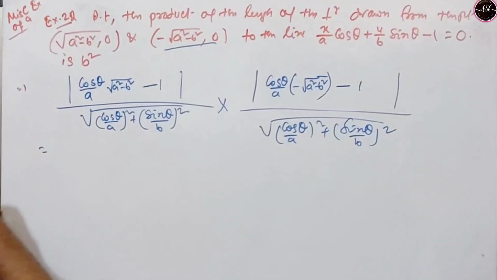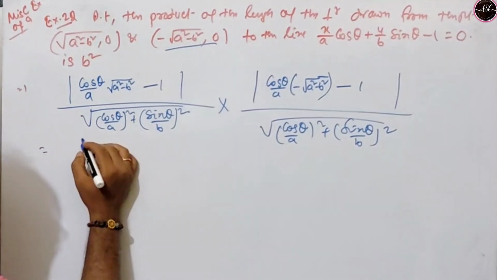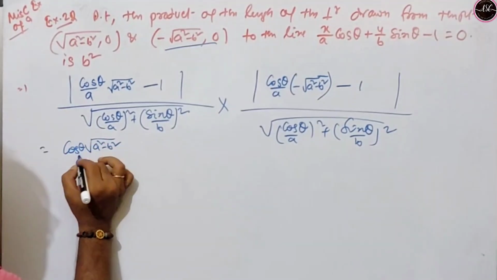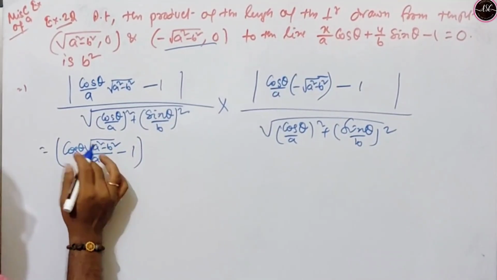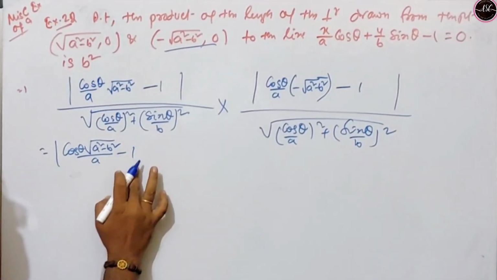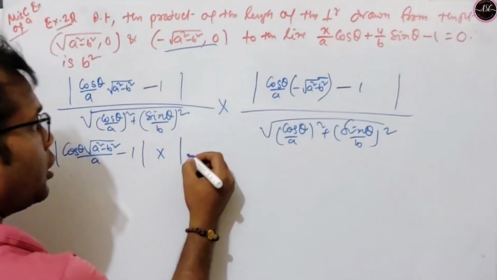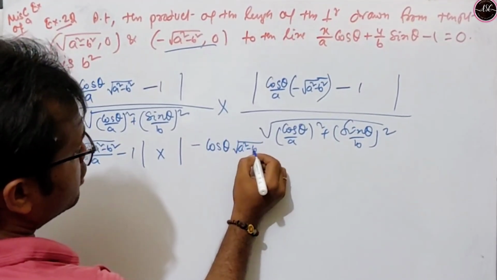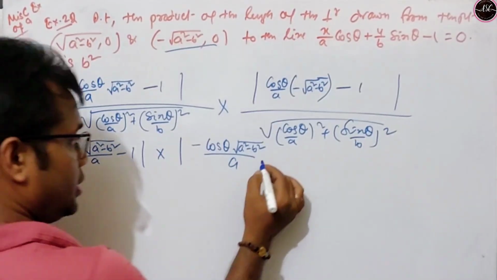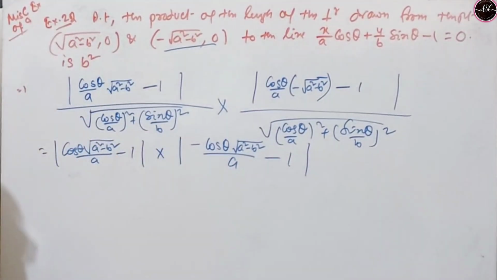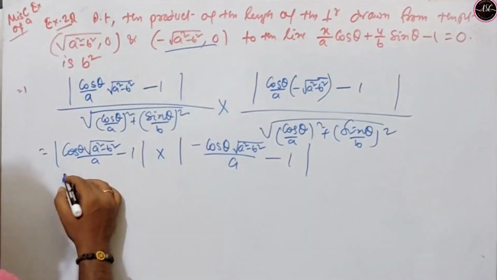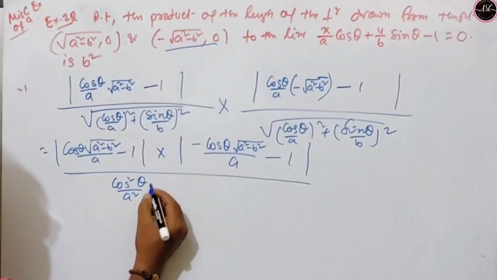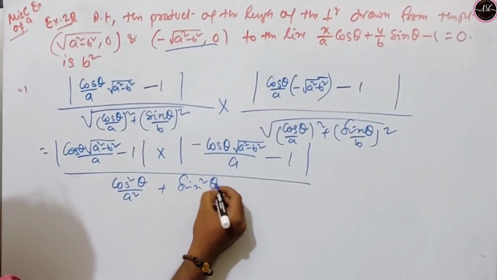Okay, so what will be the value of this? Just look here, root of a square minus b square cos theta divided by a minus 1 within mod, this is into mod of minus cos theta root over a square minus b square divided by a, and this is minus 1. Okay, and divided by cos square theta by a square plus sin square theta by b square.